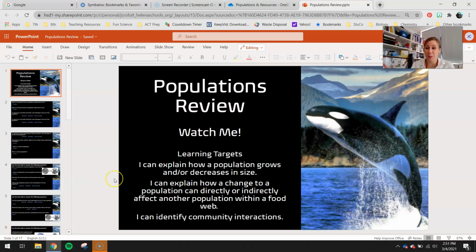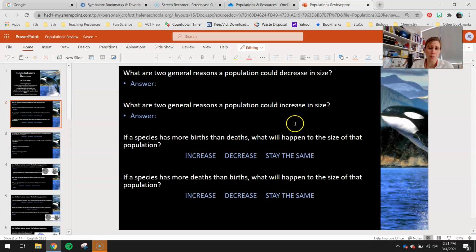Alright, so your learning targets for this whole unit are: I can explain how a population grows and or decreases in size. I can explain how a change to a population can directly or indirectly affect another population within a food web, and I can identify community interactions. So that really encompasses competition, predation, and symbiosis, all three aspects of symbiosis as well. All right, so moving on.